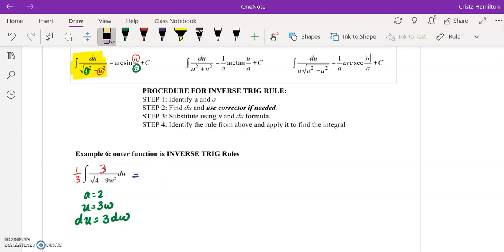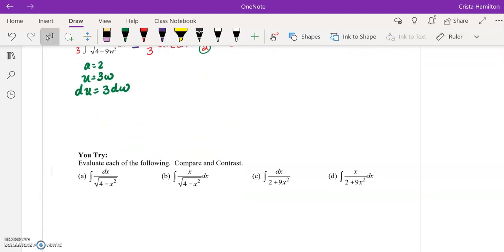Notice that I started to correct it and put it in, but we do want to do that. So now we just use the rule, we put in the u, we put in the a, and we bring our corrector with us. All right, try the ones at the bottom.